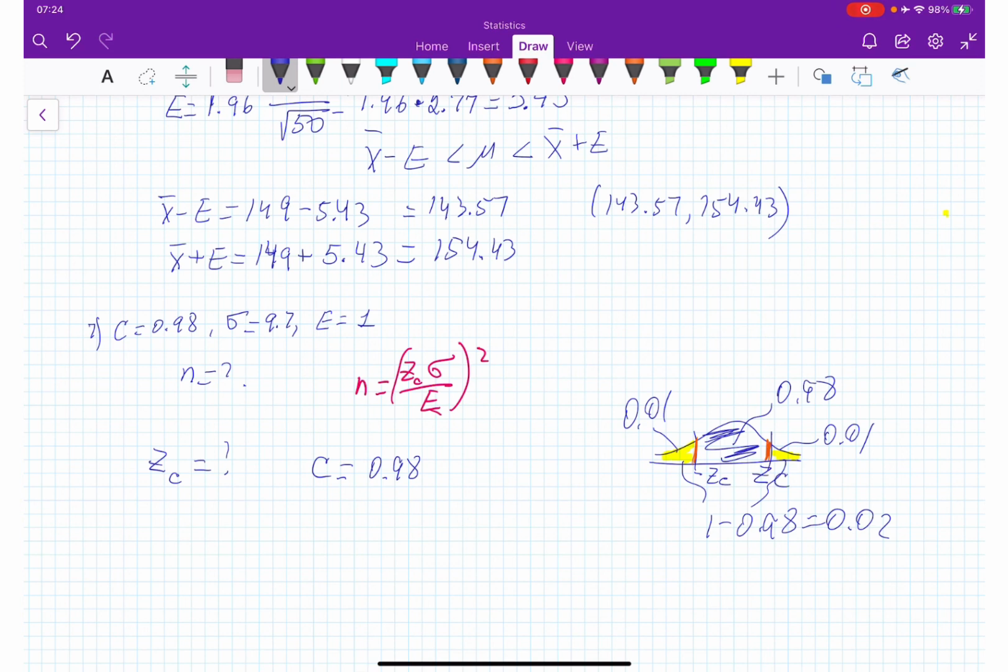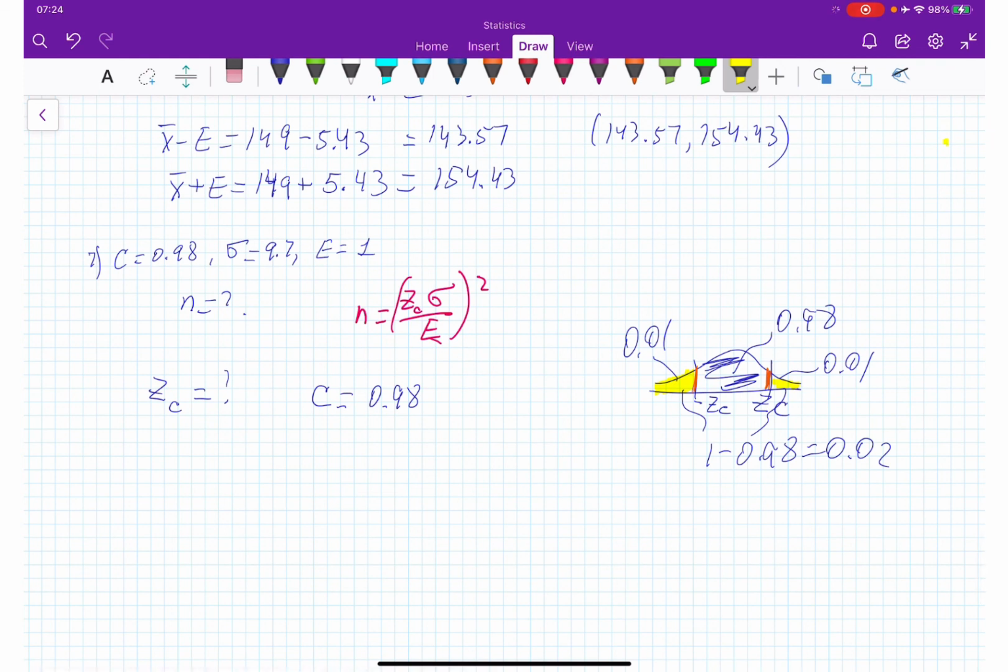So if we find negative Z critical through this left tail, because the table shows the left area, then we can flip the sign and get positive Z critical also. So 0.01. Let's find Z critical for 0.01. I'm looking in the negative area, 0.01. The main problem is not to get confused, take two zeros. It's happening very often. I don't know why.